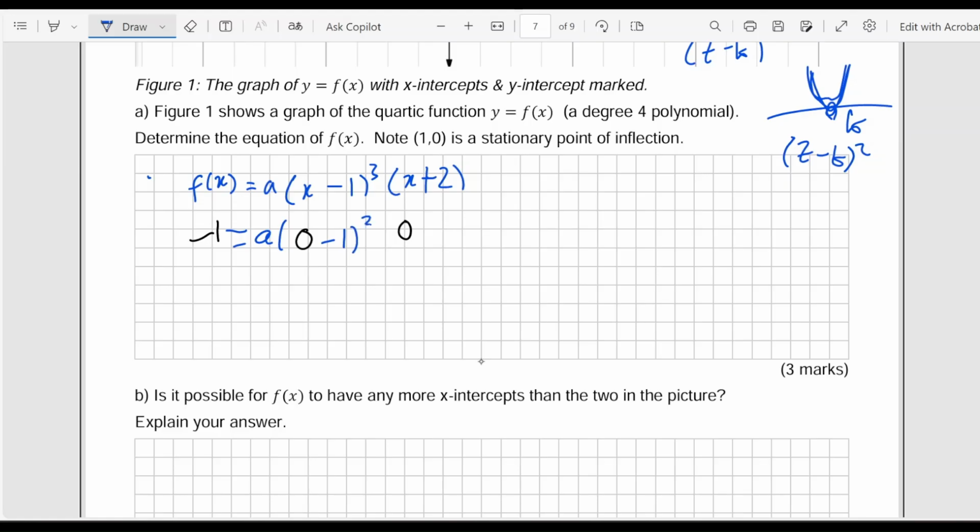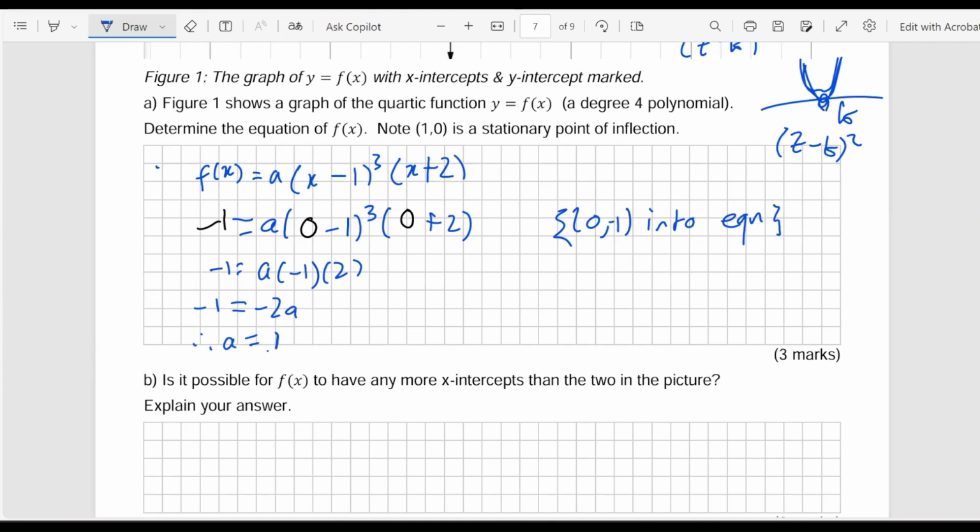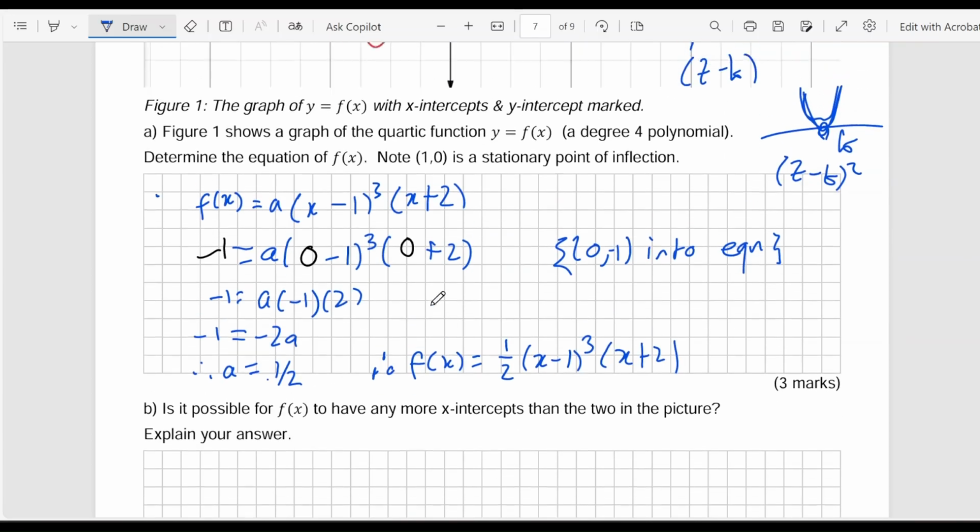A, lots of 0 take 1 cubed and 0 plus 2. So this is 0, minus 1 into the equation. So minus 1 is A, lots of minus 1 and 2. So minus 2A is minus 1. Therefore, A is going to be 2. No, it's not. It's going to be a half. Therefore, f of x is going to be a half, x take 1 cubed, and x plus 2, just like that. Now, we better actually check that this is right.